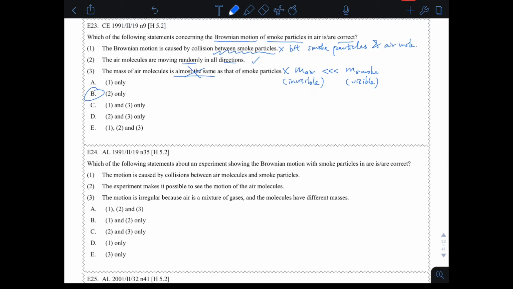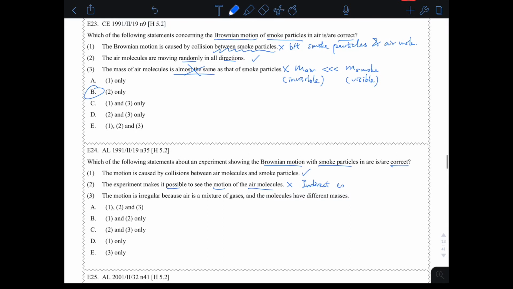The next one. Which of the following statements about the experiment for Brownian motion with smoke particles are correct? The motion is caused by collision between air and particles. Yes. And next, the experiment makes it possible to see the motion of air molecules. That is no. In fact, we indirectly conclude the motion of invisible air molecules by the motion of the visible smoke particles.